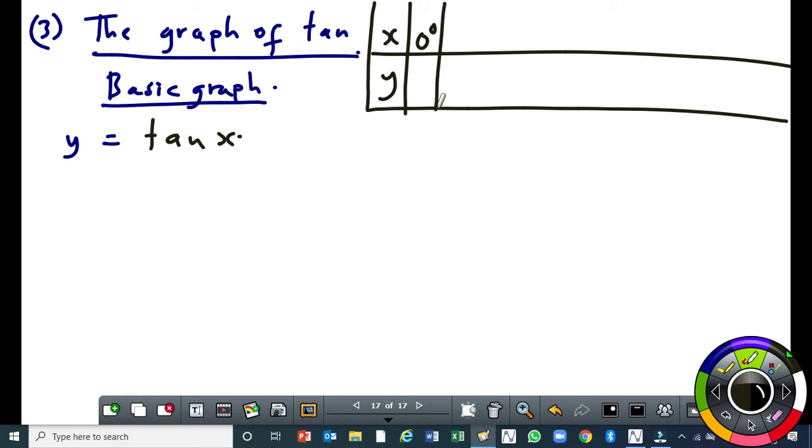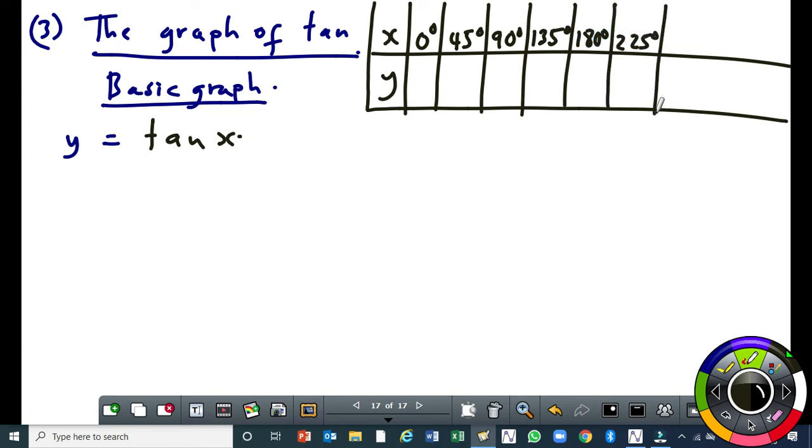It was 0, 45, 90, 135, 180, 225, then 270, 315, and then 360.